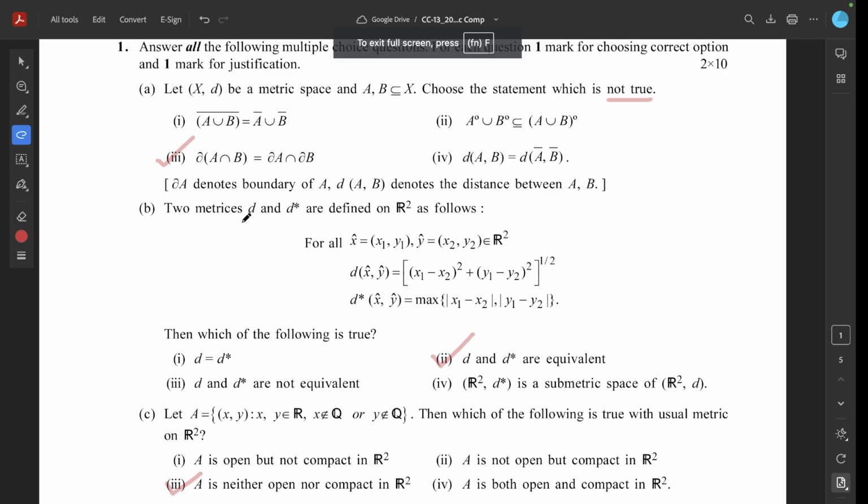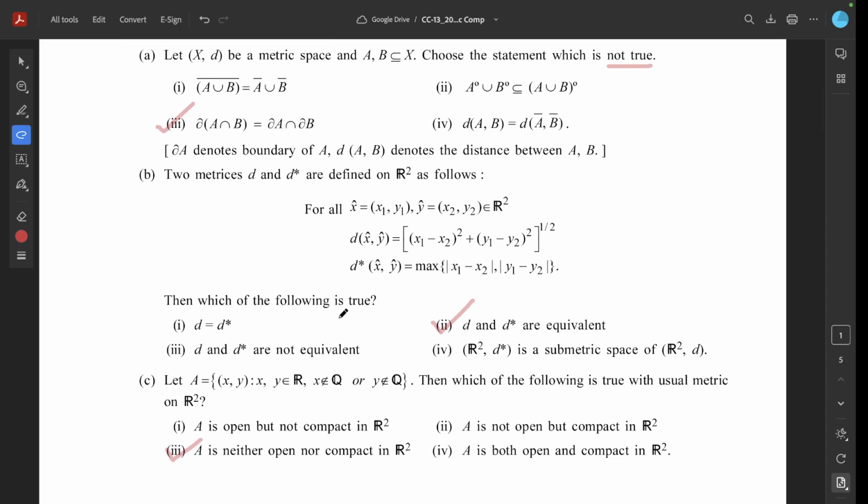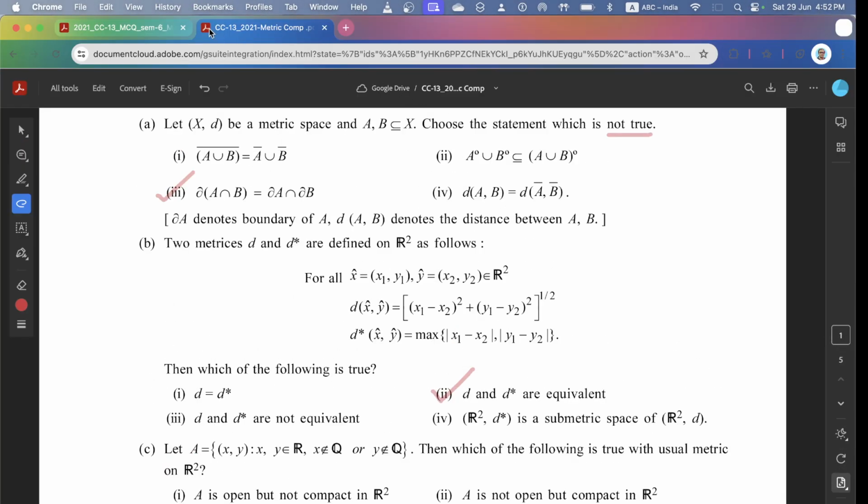Question 1b. Two metrics d and d star are defined on R² as follows: x̂ = (x1, y1), ŷ = (x2, y2) belong to R². Then d(x̂, ŷ) equals ((x1 minus x2) whole square plus (y1 minus y2) whole square) to the power half, and d star(x̂, ŷ) equals the maximum of modulus of x1 minus x2 and modulus of y1 minus y2. Then which of the following is true? Correct option is 2: d and d star are equivalent.